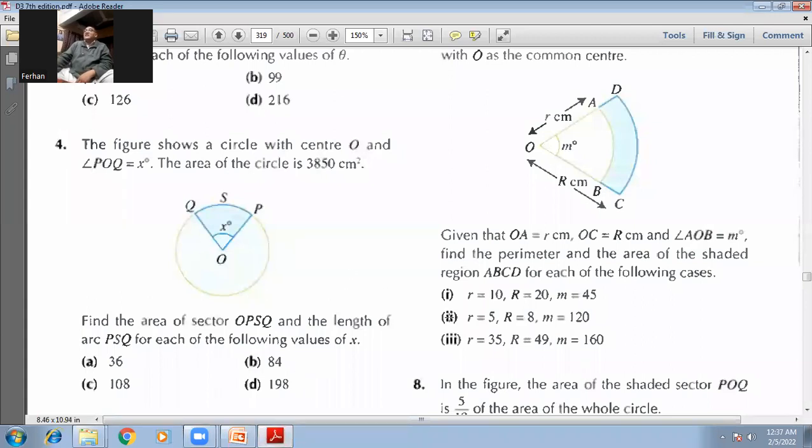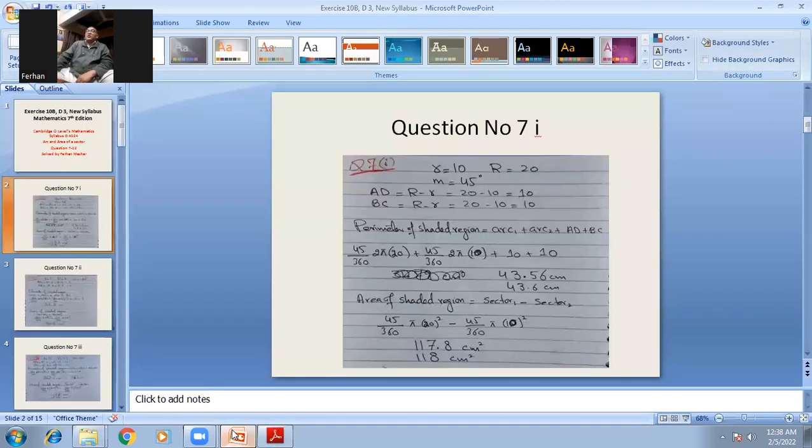Hopefully you understand. In the second part, the strategy, the nature of the question, the story, the diagram, everything, the procedures, they are the same. Only the values will change. The small r value this time is 5, the big R value is 8, and the angle at the center subtended by the sector is 120 degrees. Let me show you. It's the same question.